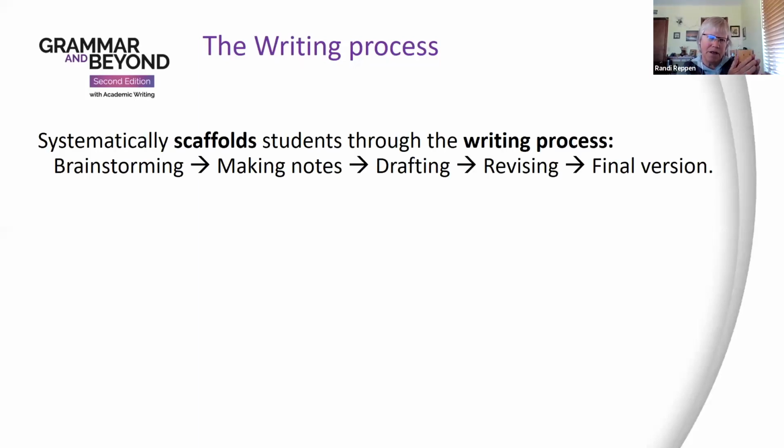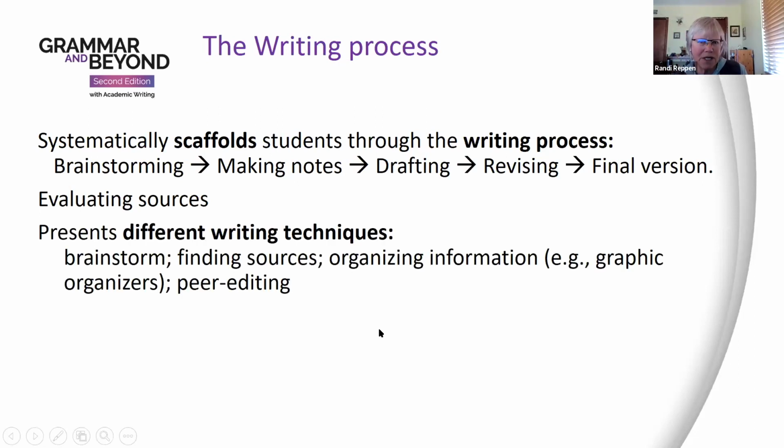So in the second edition of Grammar and Beyond, where we focus heavily on academic writing in the last section of each unit, we systematically scaffold students through the writing process. And I'm going to give you some examples of how we move from brainstorming, making notes, drafting, revising, all the way to the final version. And part of that is also evaluating sources. This is a really important part of academic writing, and this is revisited at each level through Grammar and Beyond.